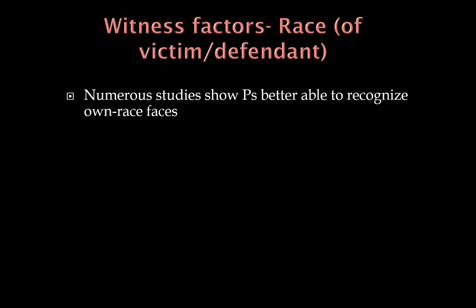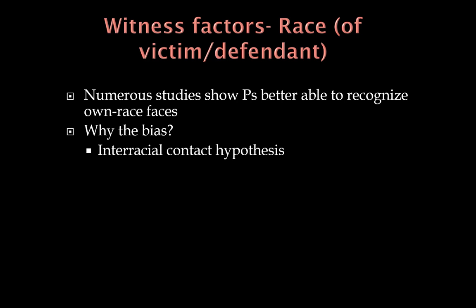So we have lots of studies that show that we have this bias, but the question is, why? Why do we have this bias? What causes this bias to happen? There are many hypotheses about why we might have this race bias in identifying people from different races or ethnicities. One of the hypotheses is the interracial contact hypothesis. What this suggests is that the amount of contact that you have with members of the other group will predict how well you do in terms of picking them as an eyewitness.